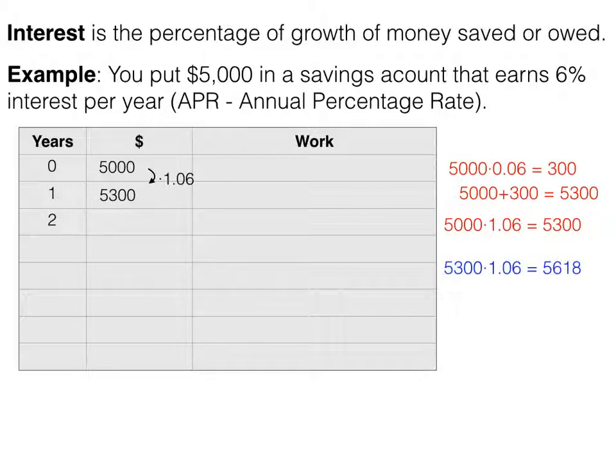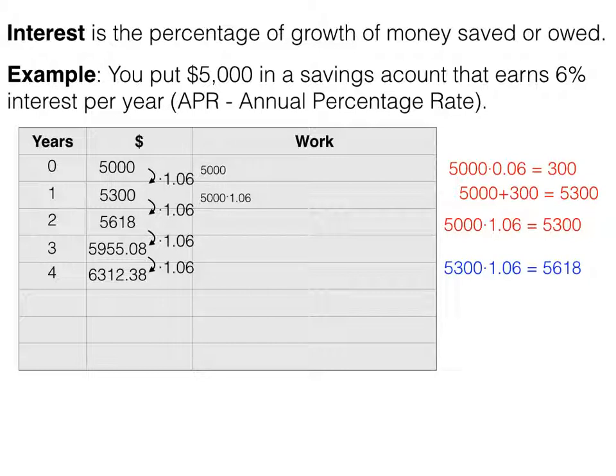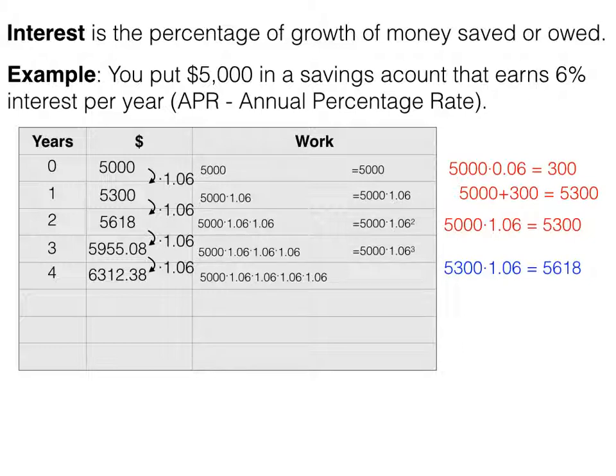After 2 years, you can multiply by 1.06 again and you get 5,618. We can keep doing this. We keep multiplying by 1.06 and we can see our amount of money increases. So we start with 5,000, then 5,000 times 1.06, then 5,000 times 1.06 times 1.06, then we multiplied by 1.06 3 times, then 4 times. And of course we can write this in a shorter way: 1.06 squared, 1.06 to the third power, to the fourth power. We've done this before, that's why I'm kind of rushing through this part.